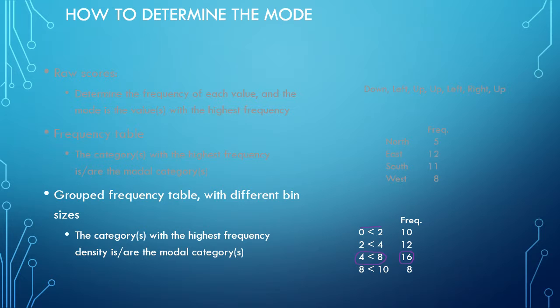And then we get 10 divided by 2, and that would give us 5. 2 but under 4 has a bin size also of 2, so we would divide that one by 2. This one has a bin size of 8 minus 4 equals 4, so we would divide it by 4. And 8 but under 10 has a bin size of 10 minus 8 equals 2, so also divided by 2. So that gives the frequency densities of 5, 6, 4, and 4. Now, as you might notice, 6 is actually the highest, and therefore the modal category is actually 2 but under 4.